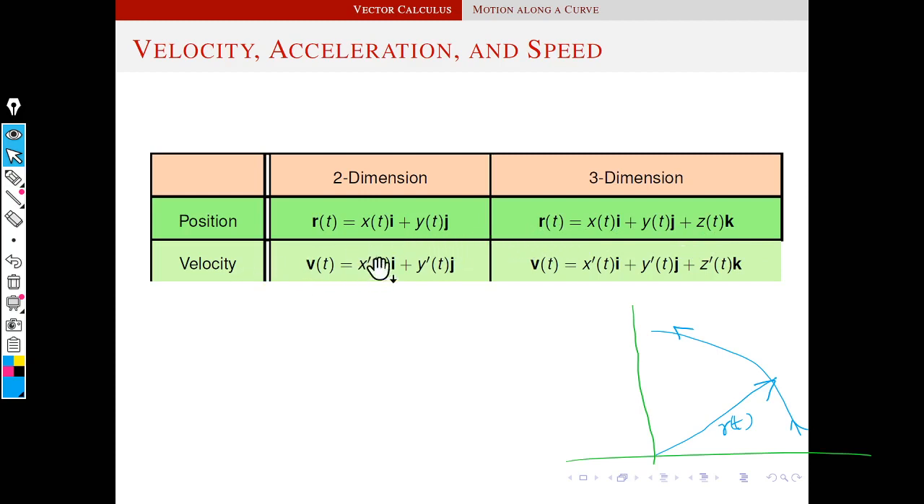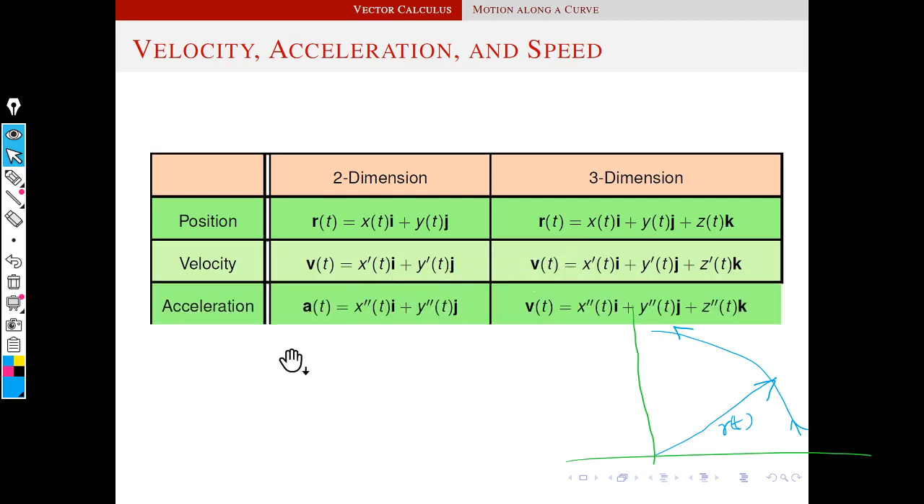Okay, then the velocity is the derivative of r of t. So these are the formulas. Here x dash stands for the derivative of x with respect to t. Similarly, y dash stands for the derivative of y with respect to t. So these are the formulas for evaluating the velocity. And similarly, these are the formulas for evaluating acceleration. This is a typo. This is not v of t. This is a of t, acceleration of t. So it's a second derivative because acceleration is nothing.